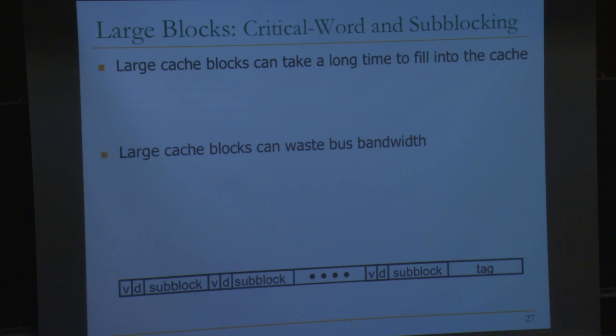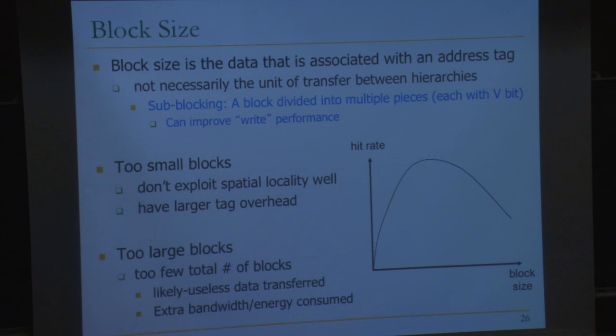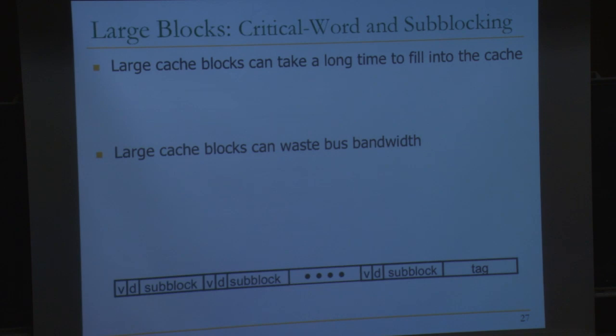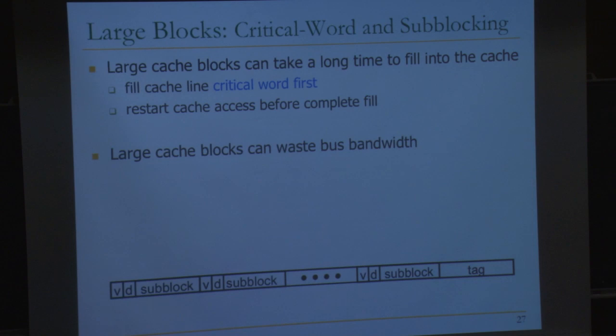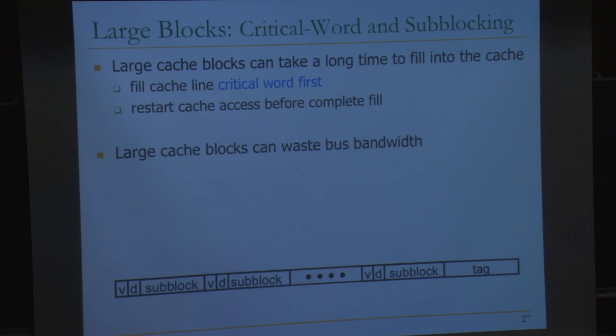There are several ways designers have tried to mitigate the problems with large blocks. If you have a large block, for example, a 256-byte block, and you want to transfer the 30th word from that block, you would like to transfer that first, right? If a load requests that. That's called the critical word transfer. A large cache block can take a long time to fill into the cache. And the idea is to fill the cache line or cache block critical word first. Basically, if a load requests the 30th sub-block within that block, first send that from memory. Then send the remaining part of the block.